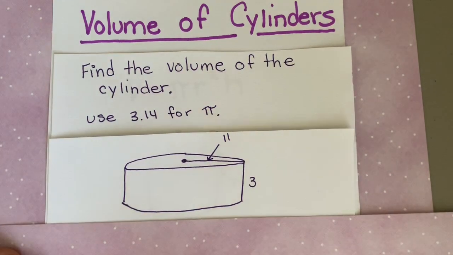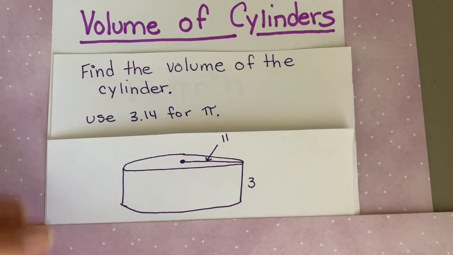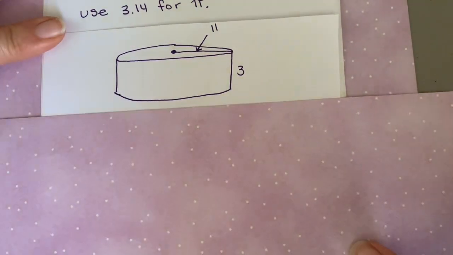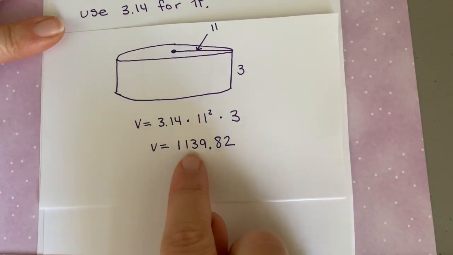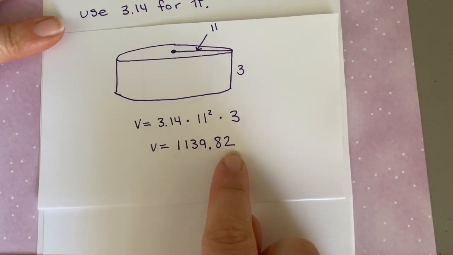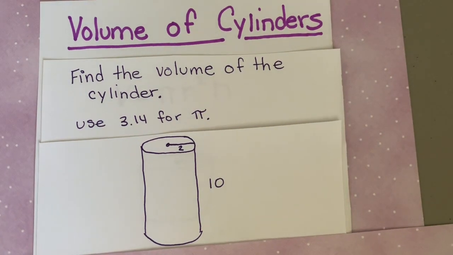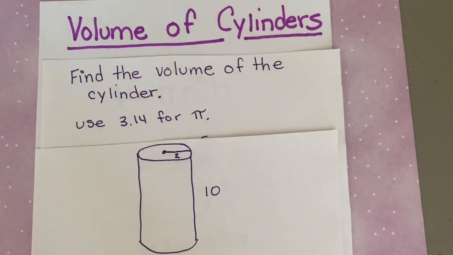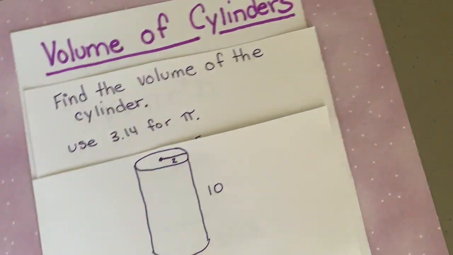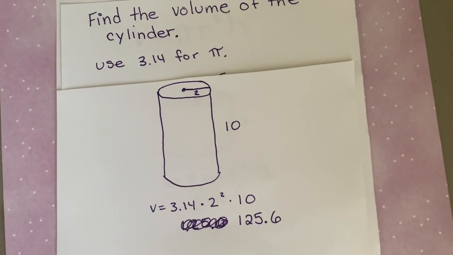Find the volume of the cylinder. The answer would have been 1,139.82. Find the volume of the cylinder. The answer would have been 125.6.